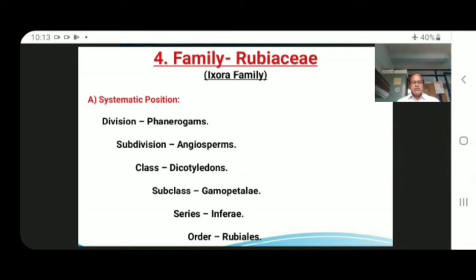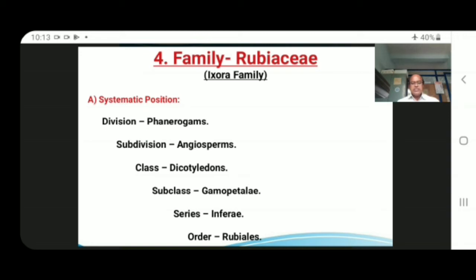Then after the salient features, we must see the floral formula of this family, that is bracteate, actinomorphic, bisexual, calyx 4 to 5, gamosepalous, corolla 4 to 5, gamopetalous, androecium 4 to 5, epipetalous, gynoecium 2 to 5 carpellary, syncarpous. Then the ovary is always inferior.